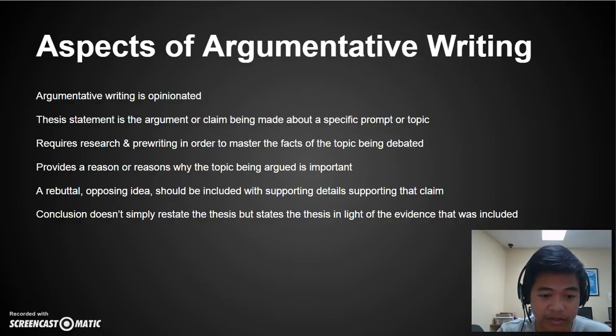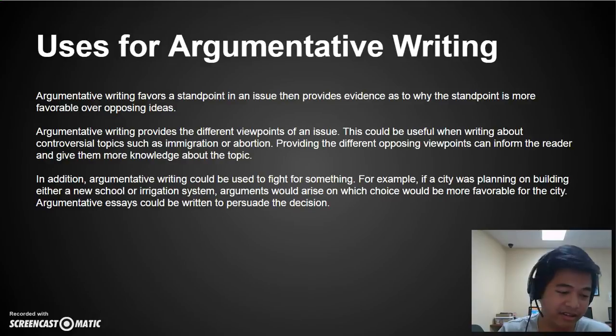And the conclusion is not just restating the thesis. It is restating the thesis, but it's in light of the evidence that you just found. You want to kind of say it in a way like, oh, now you know this is my thesis and this is why you know it's right. Like at the beginning you were just presenting your thesis, but now you're saying it is right. You're putting the last nail in the coffin.